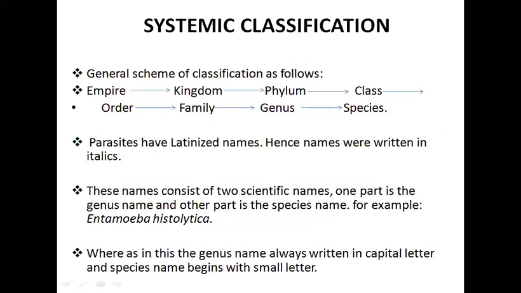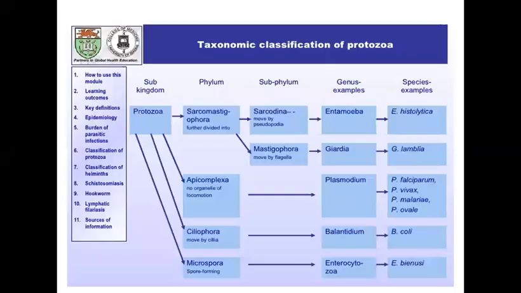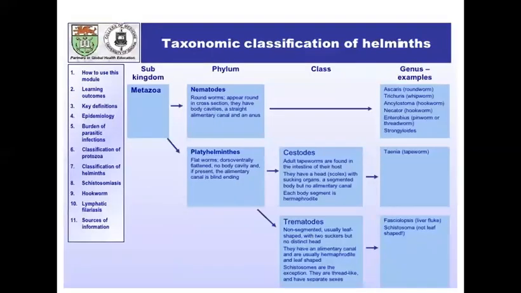Coming to the systemic classification, the general scheme of classification includes the empire, kingdom, phylum, class, order, family, genus, and the species. The parasites have Latinized names and hence they are written in italics. These names consist of two scientific names. One part is the genus name and the other part is the species name. For example, Entamoeba histolytica, where Entamoeba is the genus and histolytica is the species. The genus name always begins with a capital letter, while the species is in small letters. So here we can go through the taxonomic classification of protozoa. Then we have the taxonomic classification of helminths.